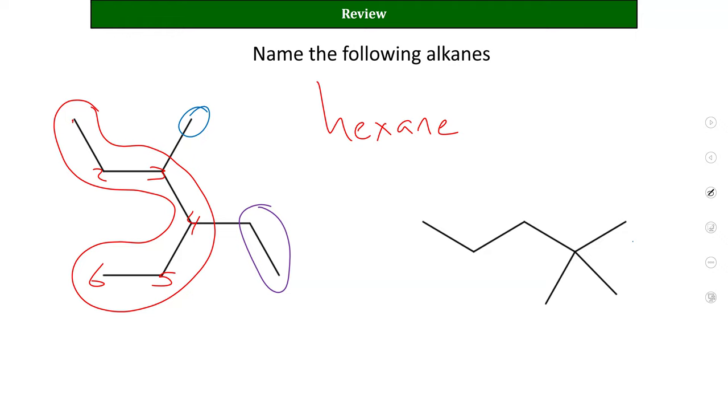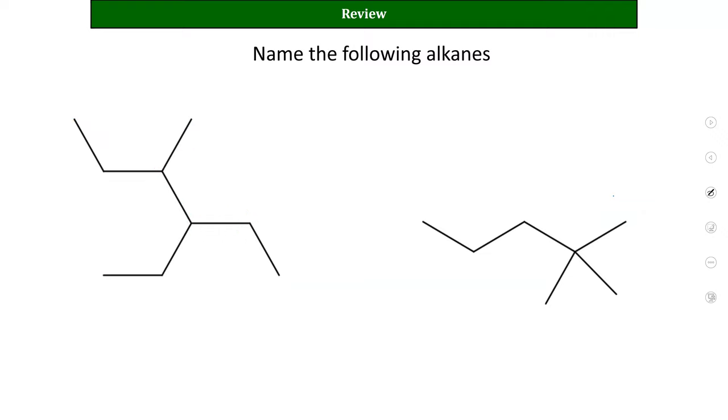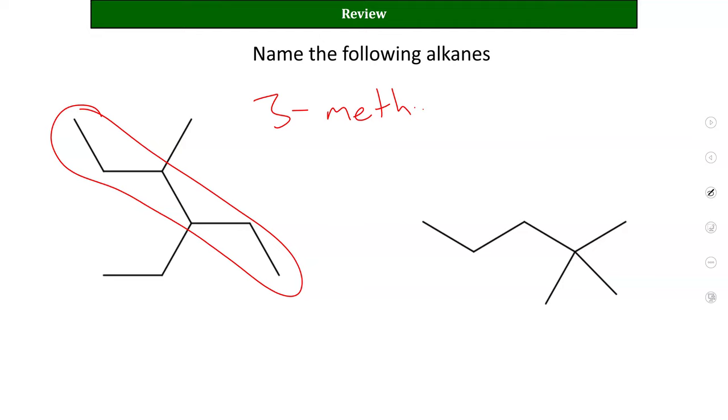It doesn't matter which way. We're just keeping the numbers as close to 0 as we can, but it doesn't really matter which way we start counting. If the methyl group was here, then it would make a difference. Because we could either have 2 and 4, or we could have 3 and 5. John, I have a question. Yeah. Are you using 3 and 4 because those are the parts of the branch that they come off of? Yeah, so this is part of 1, 2, 3. Okay. So it's going to be 3-methyl-4-ethyl-hexane.